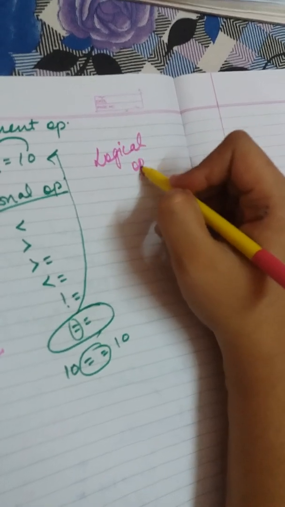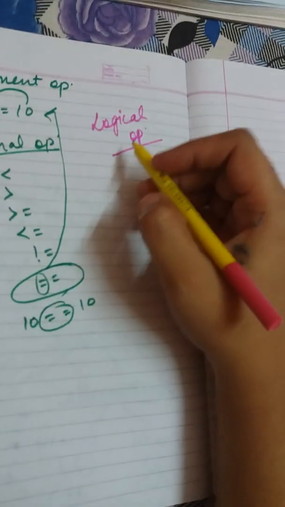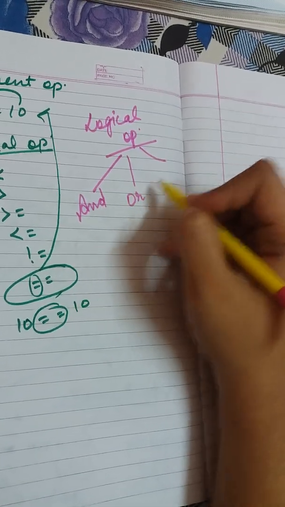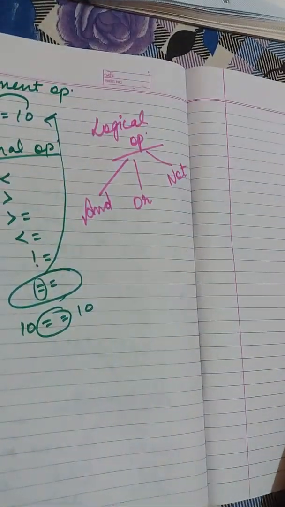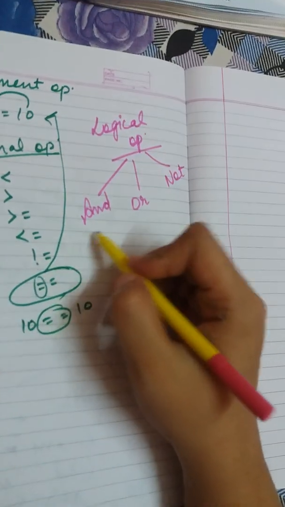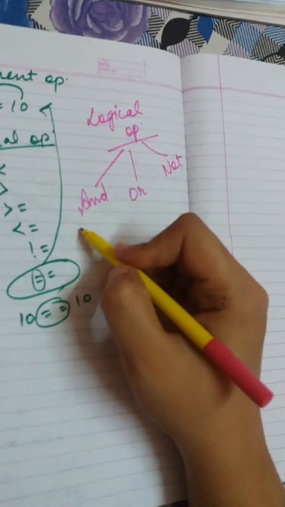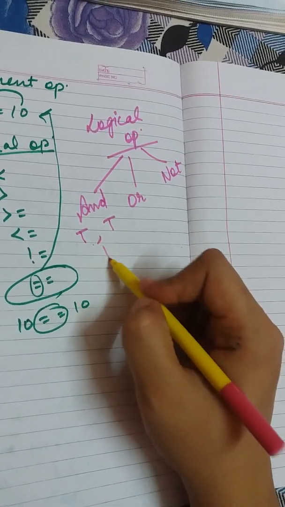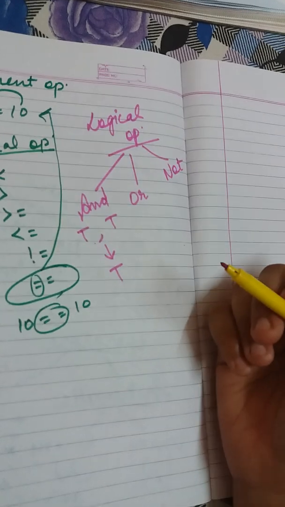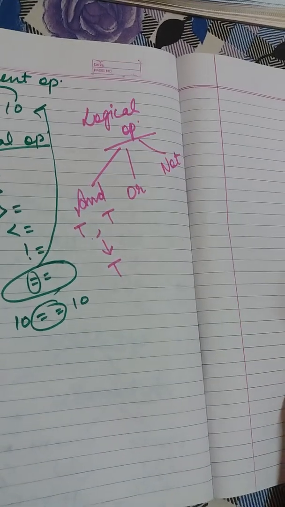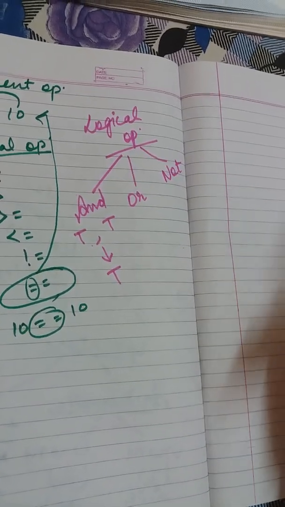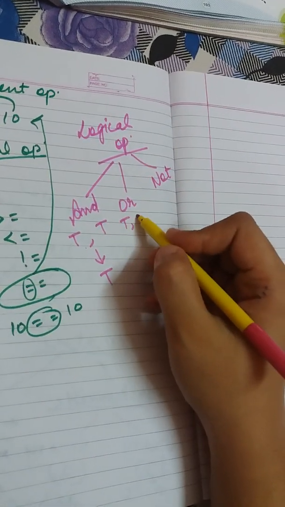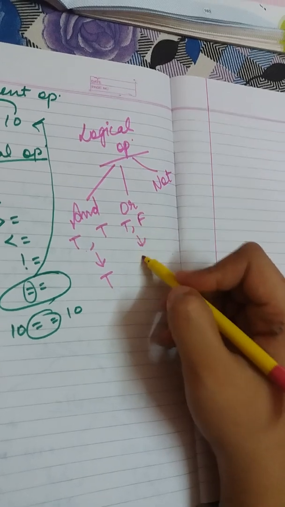Logical operators. What are these? There are 3 types of logical operators: and, or, and not. And means both the values should result in true. If this statement and this statement are true, then only the result will be true. Suppose I ask you and you stand up, so both of you are supposed to stand up. There is no option here, but here if any one of these is true, the result can be true.